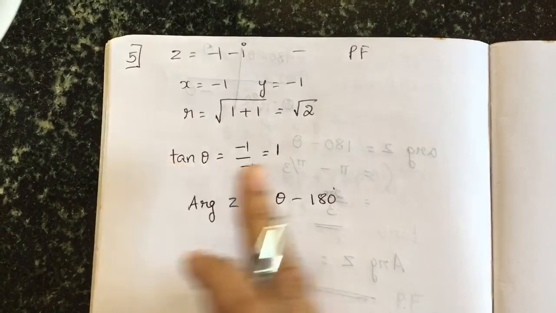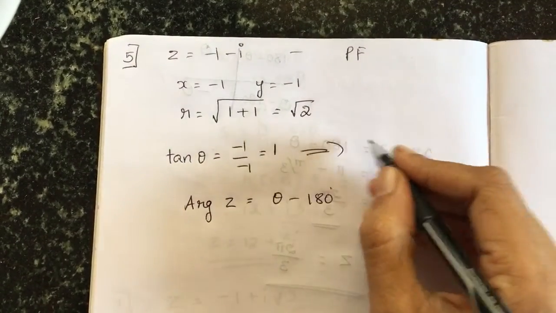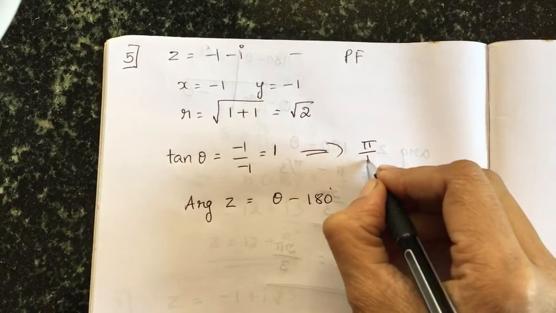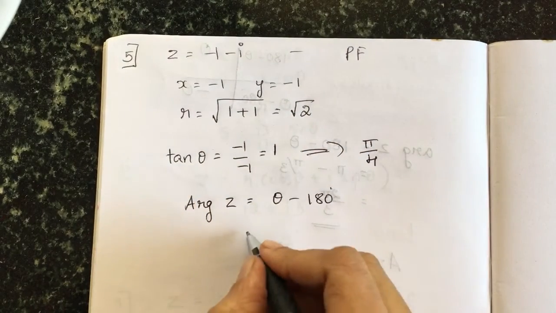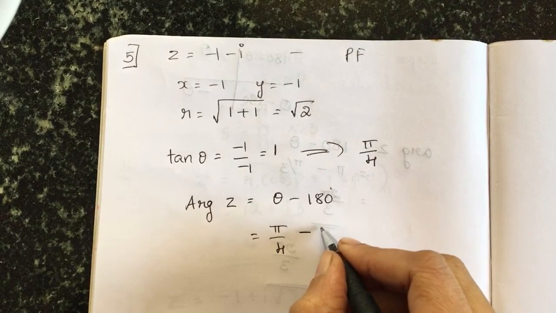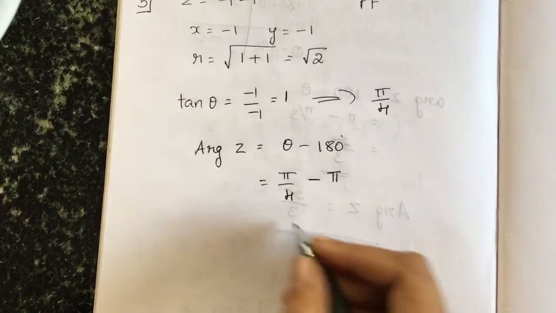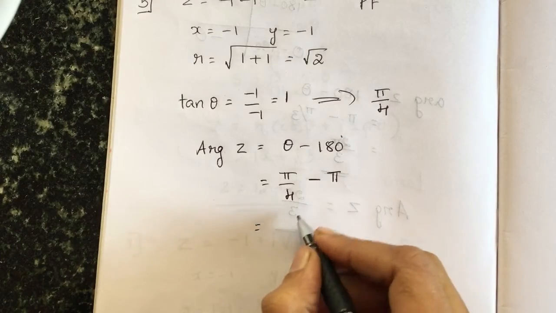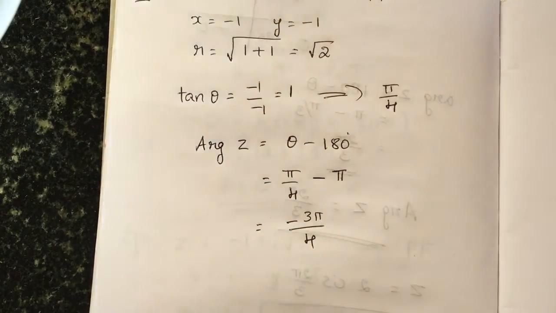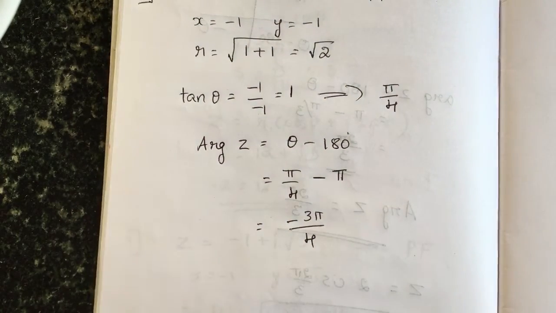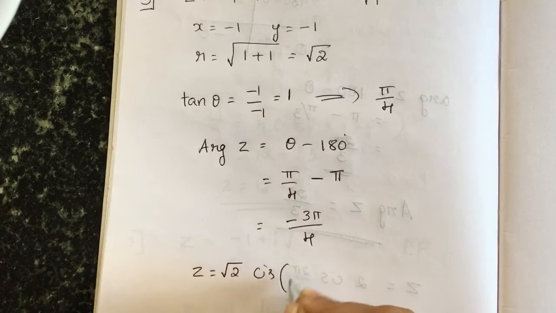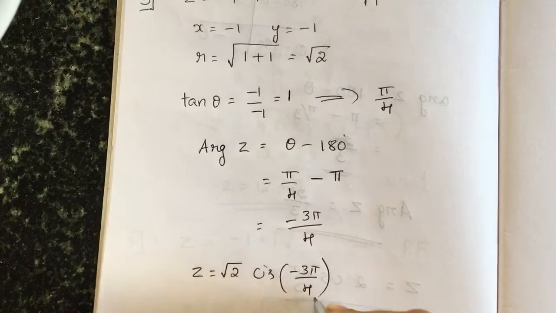What is the theta over here? If you ignore the signs, then the angle theta is nothing but pi by 4, right, tan theta is 1. So it's pi by 4 minus pi, so it's minus 3 pi by 4. So z equal to root 2 into cis minus 3 pi by 4.